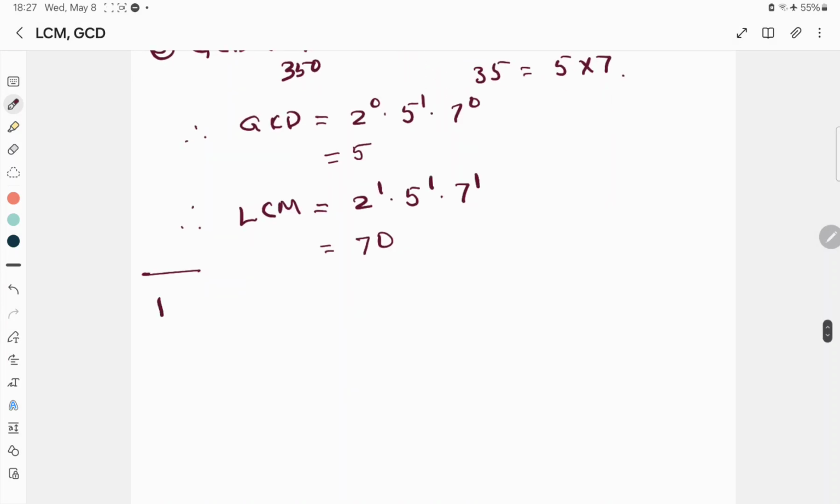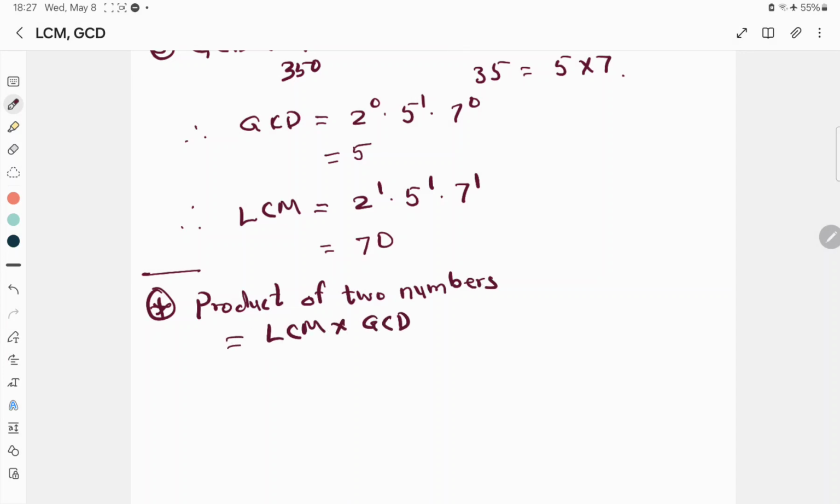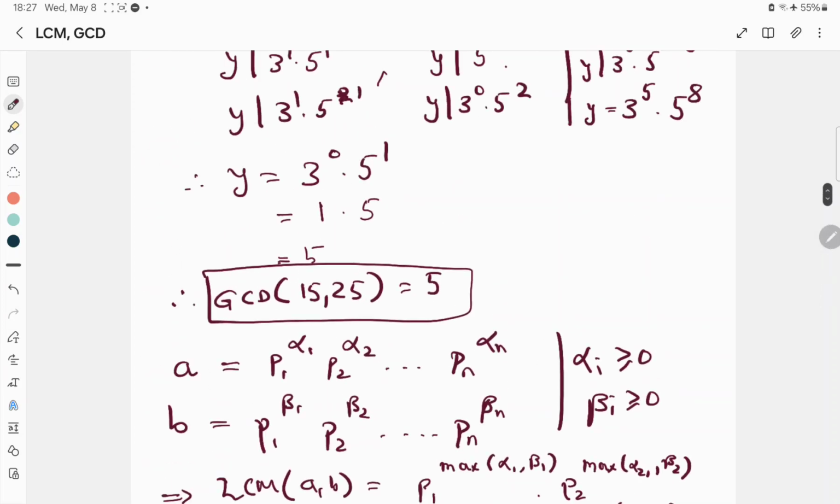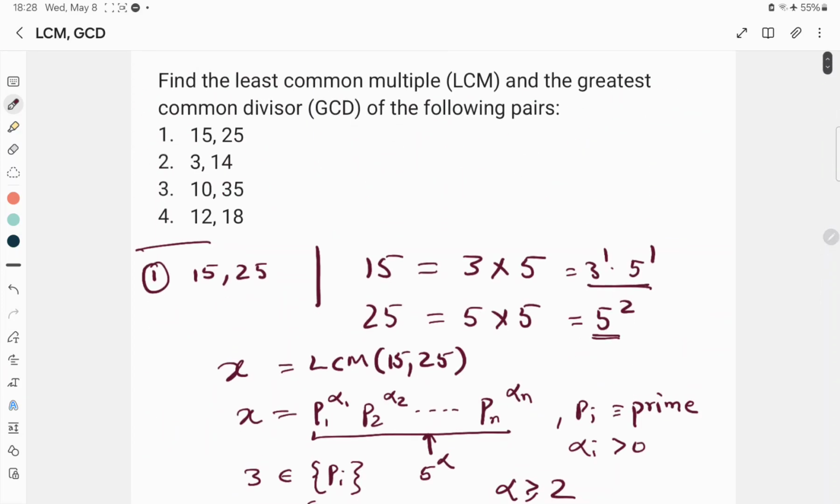So this is an important theorem. Let's just state it. The product of two numbers, and this is true for any two numbers, of course positive integers, is equal to LCM times GCD. Try to prove it. We can discuss it maybe in brief next time, but this is an important property that we should not forget.